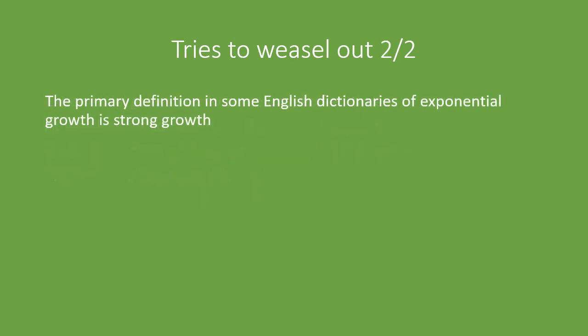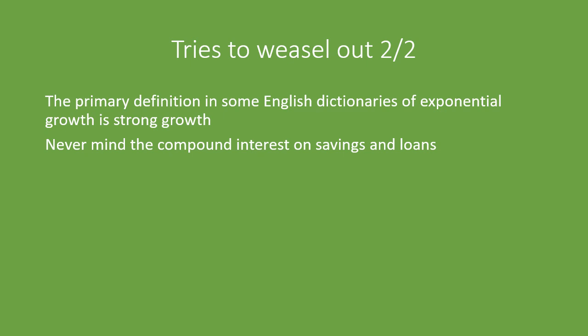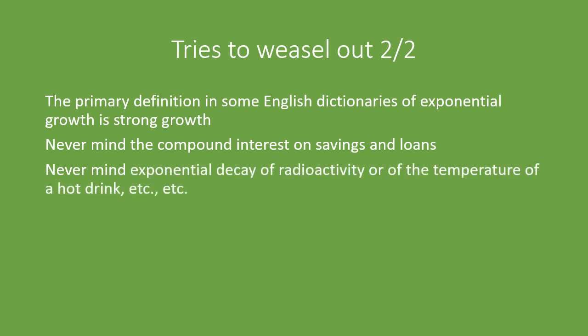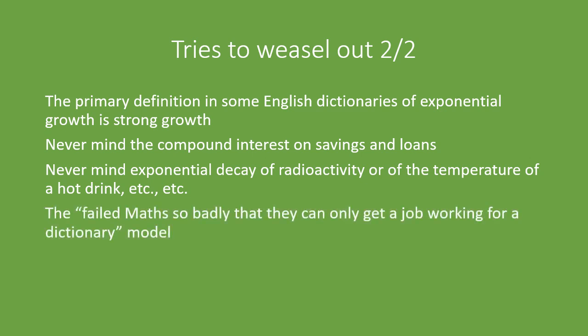Other people say that's not their definition of exponential growth. Even those who work for dictionaries support them. The only examples of exponential growth that I can think of are artificial. For example, compound interest dates back to the Babylonians, if not before. There are plenty of examples of exponential decay, radioactive and thermal come to mind. I call this the failed maths so badly that they can only get a job working for a dictionary model.